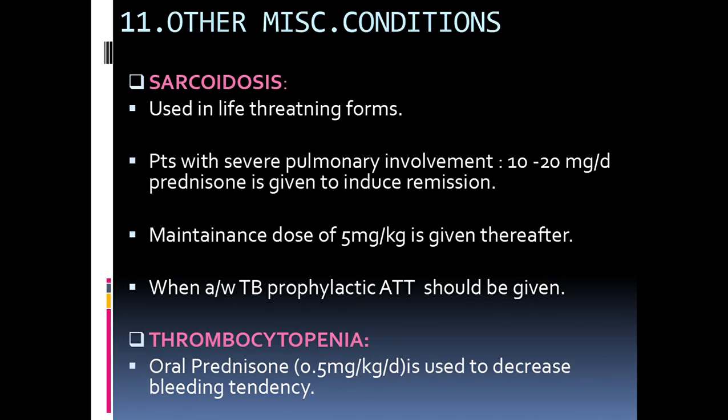When associated with TB, tuberculosis, prophylactic ATT, antitubercular therapy, should be given. Then thrombocytopenia: oral prednisone 0.5 mg per kg per day is used to decrease bleeding tendency.